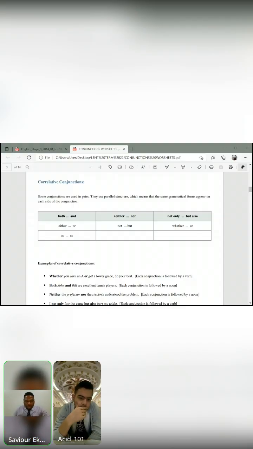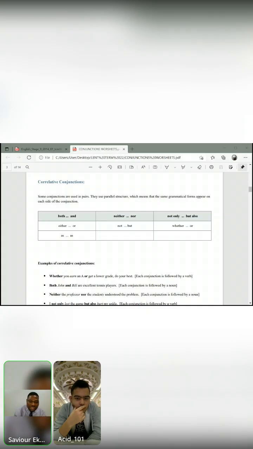Whether you earn an A or get a lower grade, do your best. So each conjunction here is followed by what? A verb. Whether you earn is a verb, get is a verb. So both of them, that's what we call in English parallel structure. Parallel structure means the same number of verbs on this side of the conjunction, and the same number of verbs on this side. So the first conjunction, whether you earn, the verb earn, then or get, earn and get are both verbs, and each of them is required to form a sentence with a correlative conjunction.